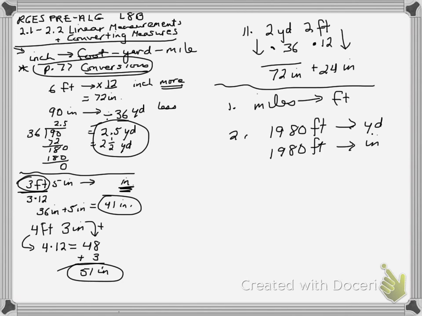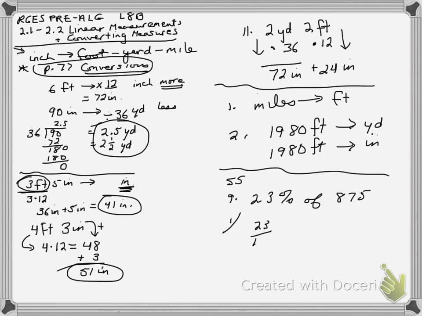Remember your percentages. Let's talk about that for just a minute. Number 9 says 23% of 875. I would do these as ratios. There are 2 ways to do it. The first method would be a ratio, where I have 23 over 100 equals what over 875. The second method might even be easier in this particular case. It would say 23% is 0.23, and I would multiply that by 875. Either choice.